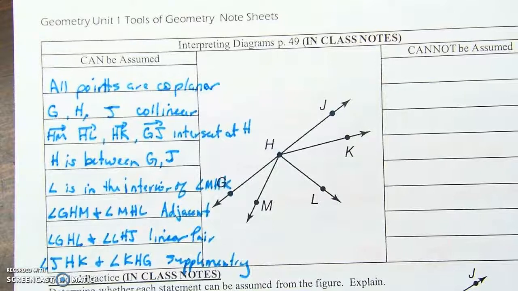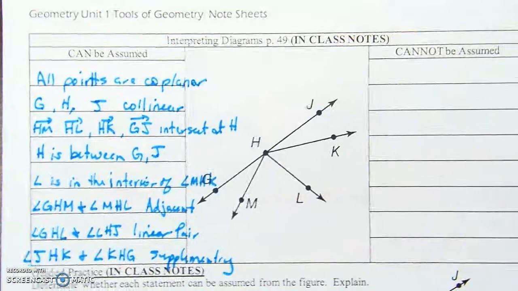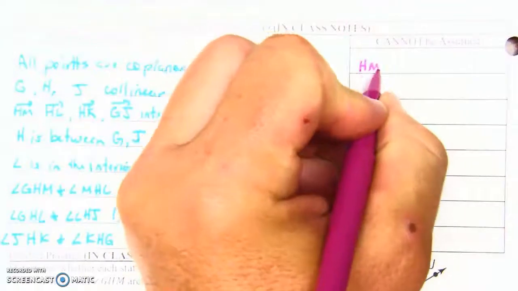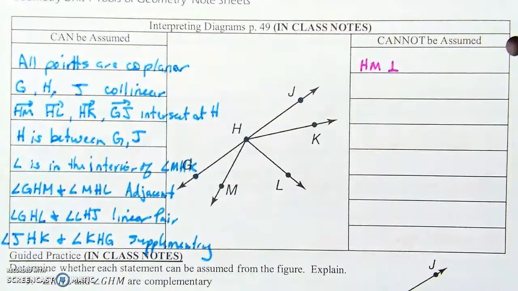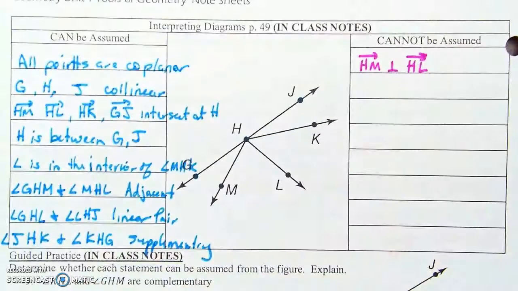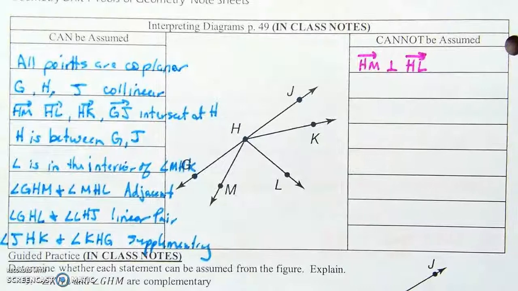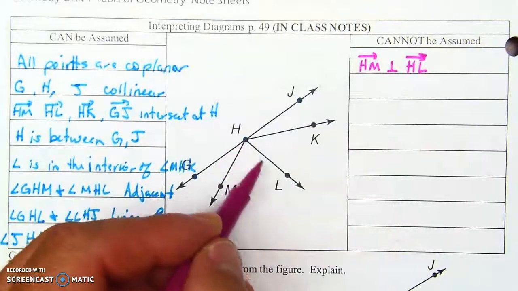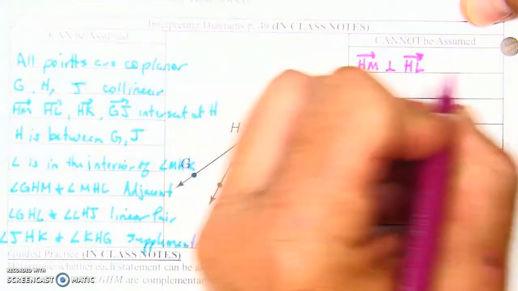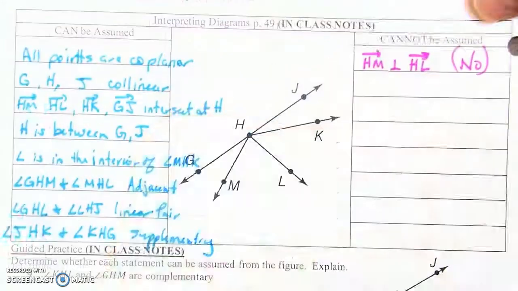Now, what can we not assume? Interesting thing here. We cannot assume, with all the stuff that we've learned so far, that HM and HL are perpendicular. We don't know that. It kind of looks like it, but we can't assume it. Some people like to assume it, even though the picture might look it, but this is a big no.